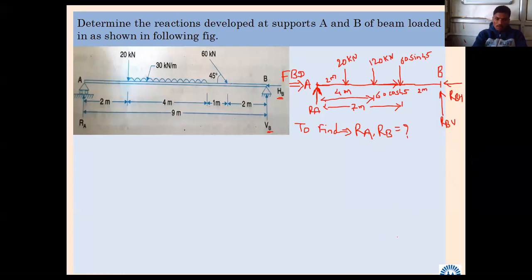I'm not going to solve this problem. I will ask you. What is the value of RA and RB? Don't tell now. I will ask somebody what is the value of RB. Final value. Nobody should tell. I am going to ask individually. What is the value of RB? I will give 5 minutes to solve.